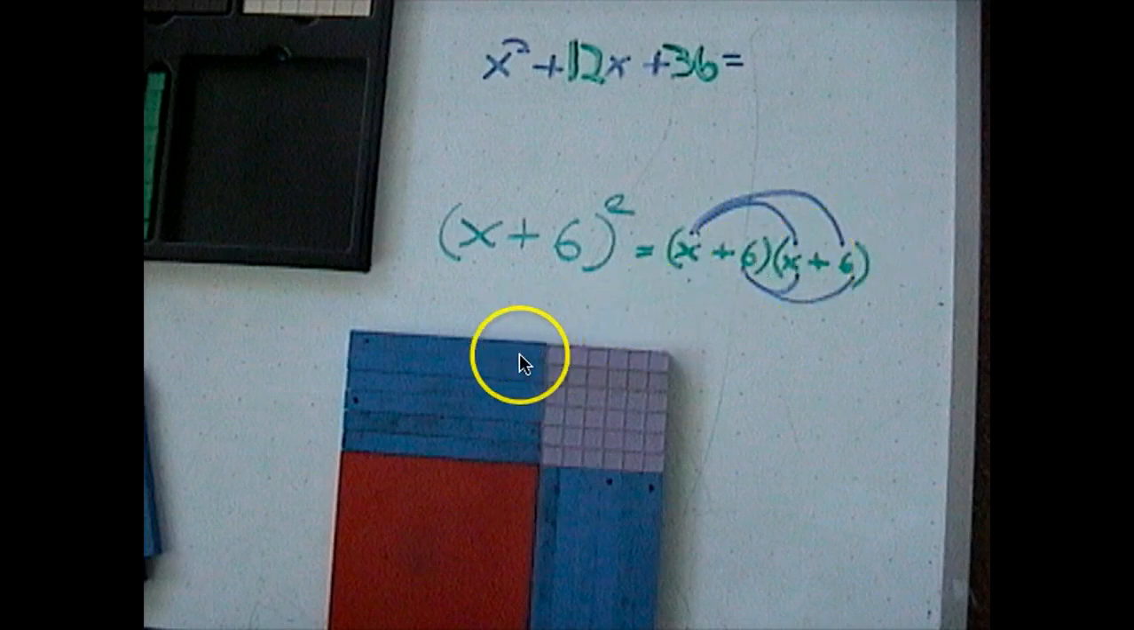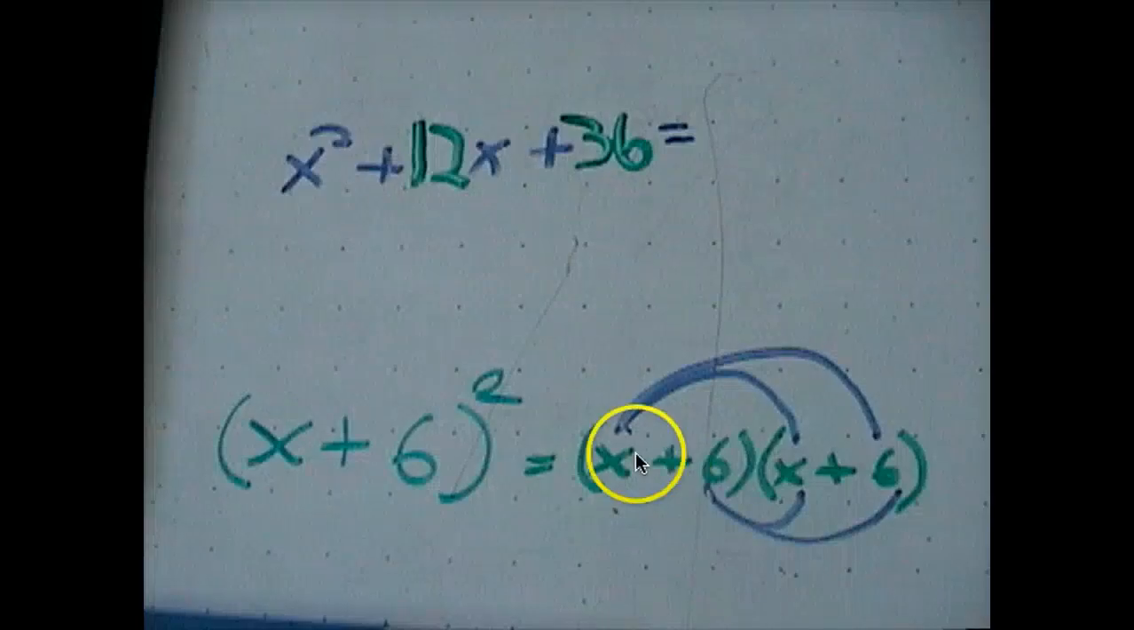And here is 6x, right? 6 times x, there it is. And 6 times 6, 36. There they are, all 4 parts, which is why we call them quadratics, by the way. Let's see. And there it is close up, so you can see what's going on.